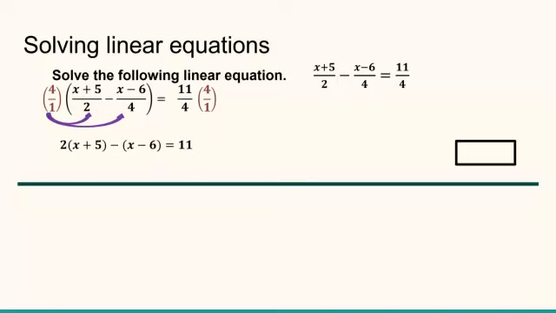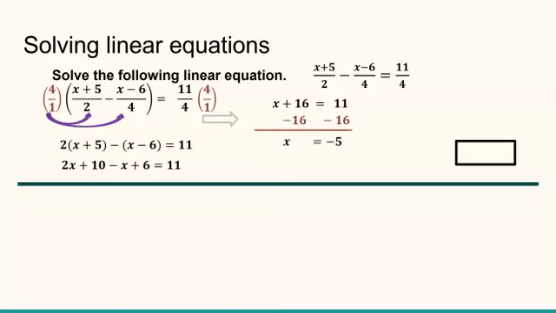So then what I'll do, simplify a little bit. I'm going to distribute. I'll get 2x plus 10 minus x, and watch that sign change on that 6. Very important. Equals 11. I'll simplify. I'll add 2x minus x, and I'll get x. Then I'll do 10 plus 6, and I will get 16 equals 11. Subtract 16 from both sides, and I get that x is negative 5.